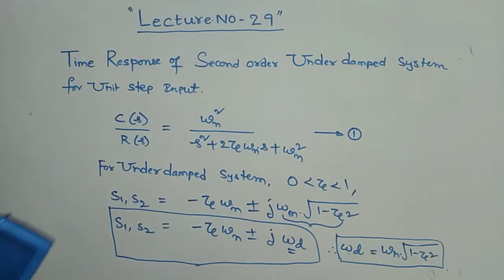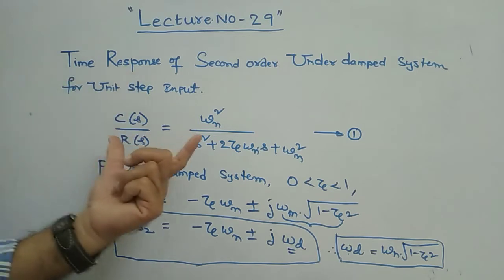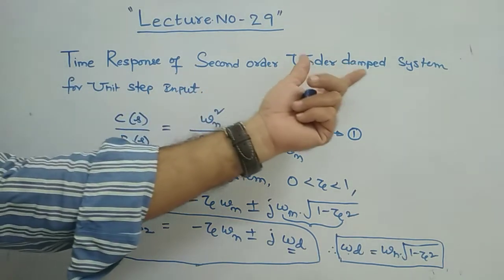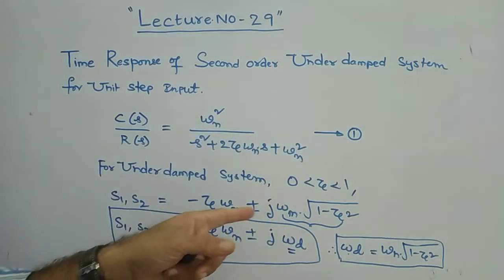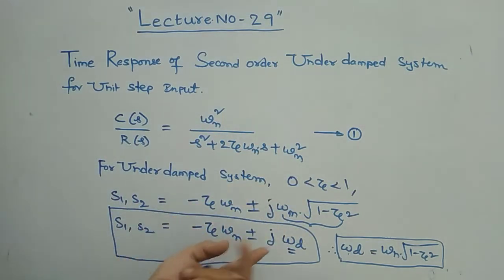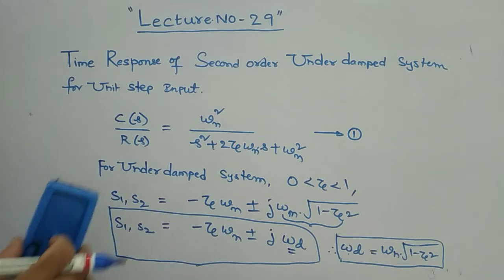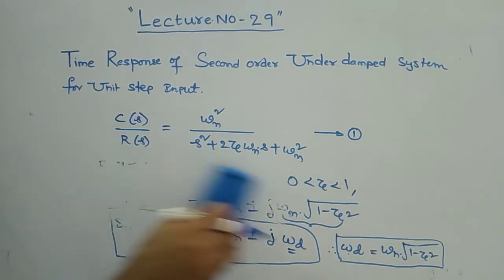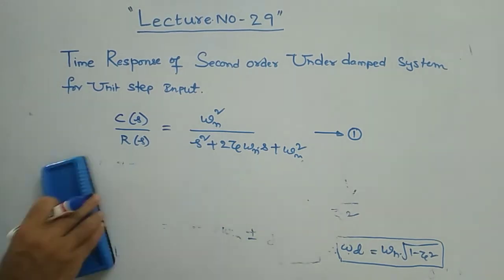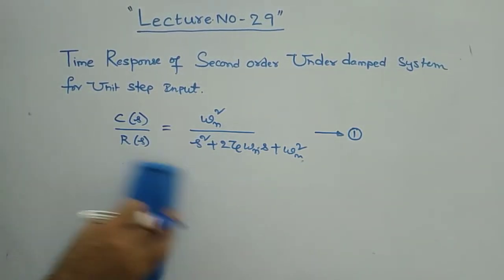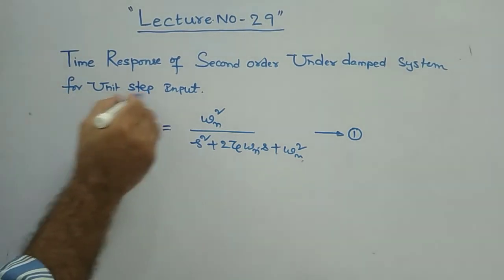Now, we have considered the transfer function, and after that we have considered the underdamped condition also. With the underdamped condition, what are the roots? We also know that these roots are complex conjugates. Remember that the roots are called complex conjugates. Now, what we have to consider is, what is the input that we are applying to this system? That is the unit step input.